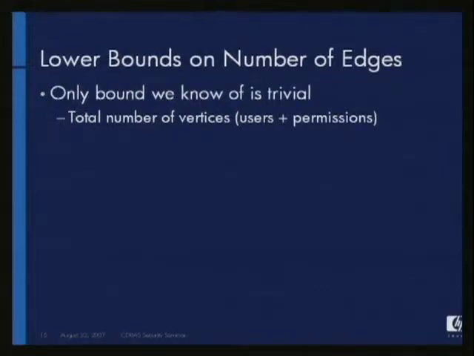of edges. So we don't know of any good bounds. The best bound we have is this trivial bound, which says that the number of bicliques, or the number of edges, must be at least the sum of the total number of vertices in the bipartite graph. That's pretty obvious because you know that every user and every permission must be connected to at least one role, right? I mean, they have to belong to something. So there must be at least that many edges.